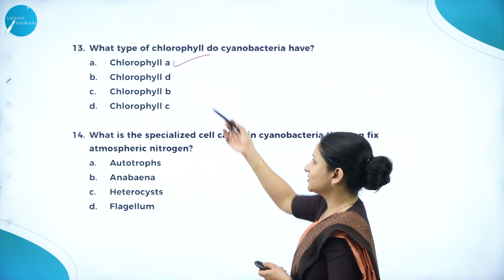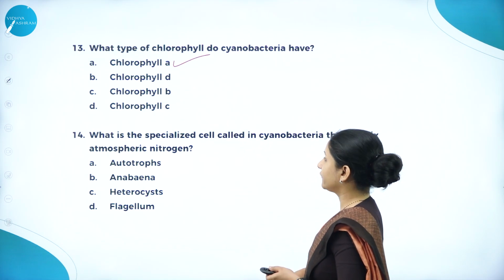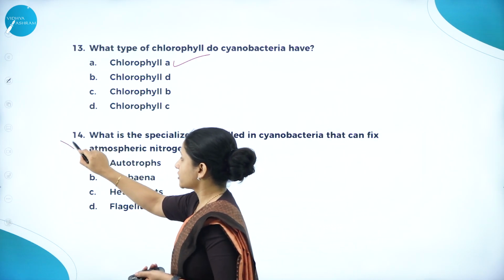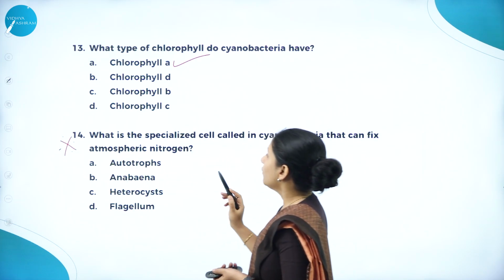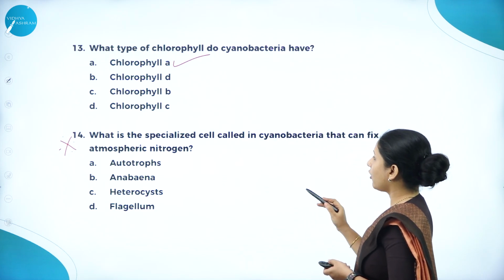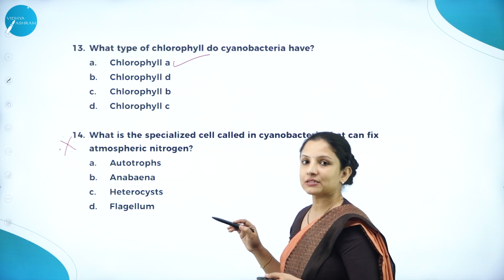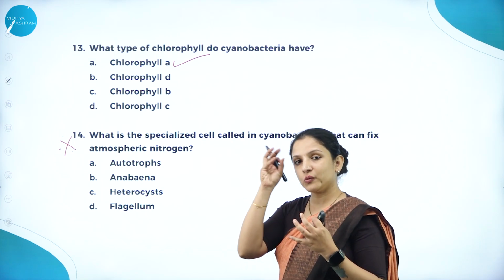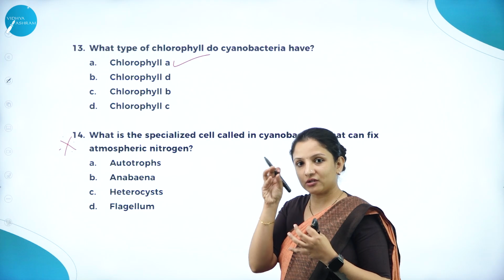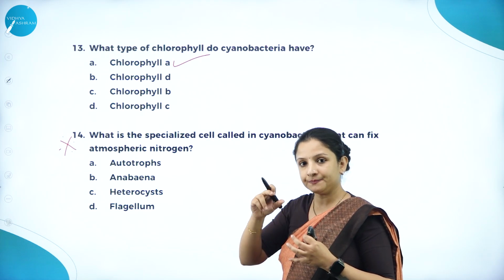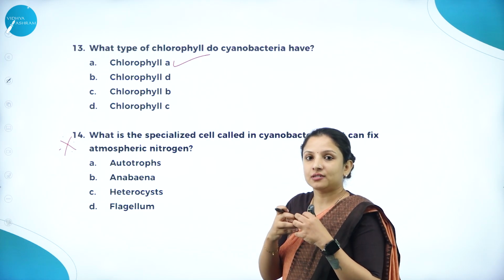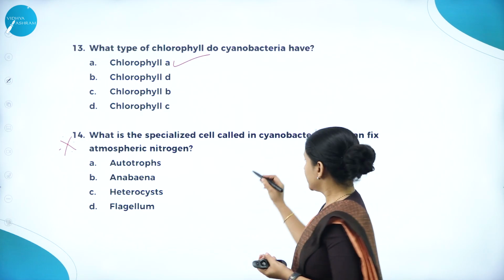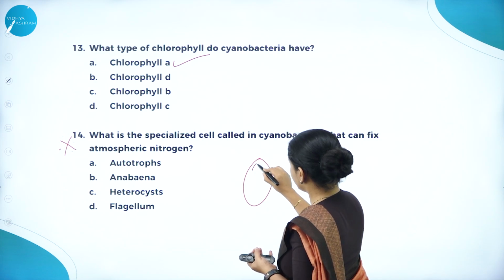This is also one of the common MCQs that can be framed and asked. Next question. This question is also very important. What is the specialized cell called in cyanobacteria that can fix atmospheric nitrogen? If you remember the diagram of Nostoc, in between those oval shaped or circular cells, you can see a cell that stands out because of its peculiar shape. It is bigger in size, and inside you can see some structure. It looks like this almost.